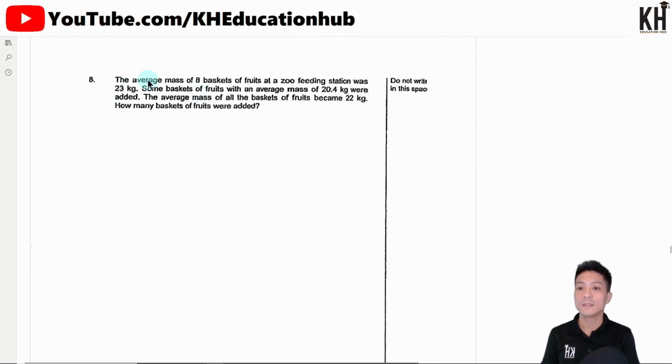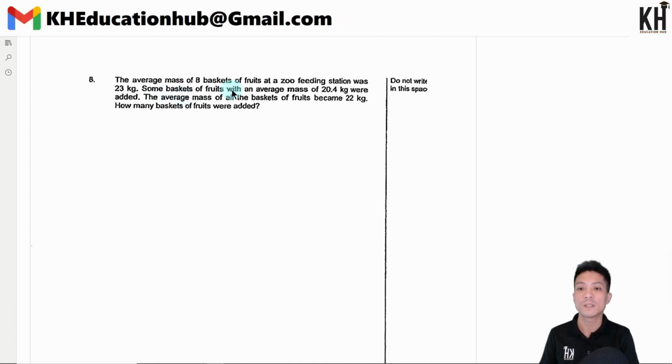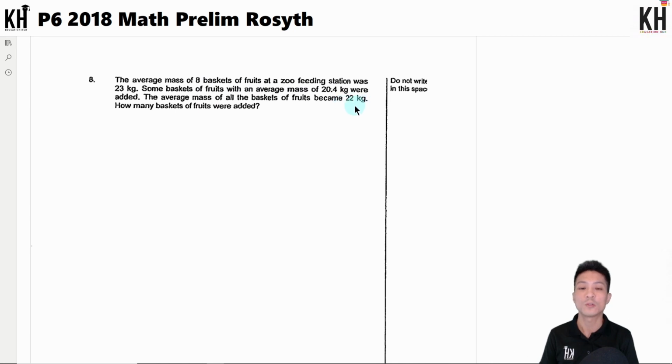Okay, question 8. The average mass of 8 baskets of fruits at a zoo feeding station was 23 kg. Some baskets of fruits with an average mass of 20.4 kg were added, and then the average mass of all the baskets of fruits became 22 kg. How many baskets of fruits were added?